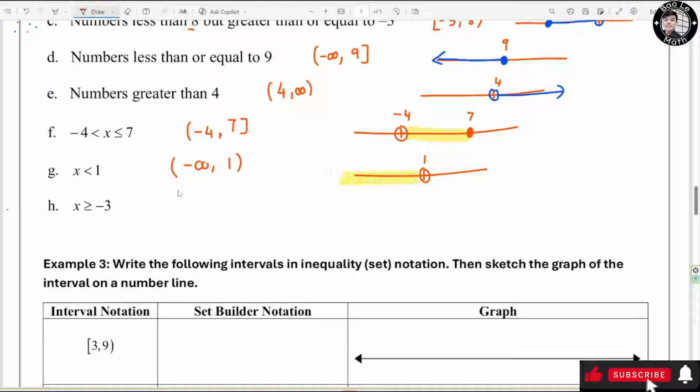Now question H, greater than or equal to negative 3. So bracket negative 3, infinity. Draw the number line, negative 3 right here. Right at negative 3 should be a closed circle. And this goes all the way to the right here.